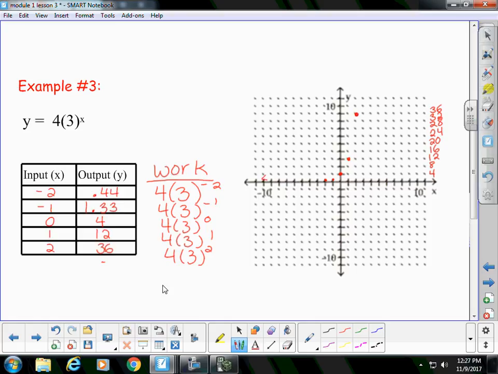And there's our curve. Notice how when I make this curve, when I start the graph, I do not cross the x-axis.